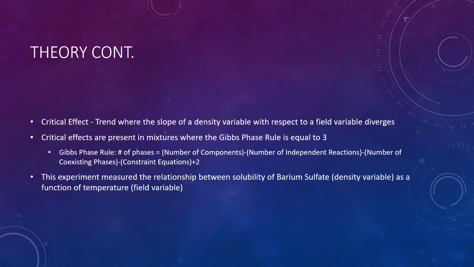A critical effect is a trend where the derivative of a density variable with respect to a field diverges to positive or negative infinity. Critical effects are present in mixtures where the Gibbs phase rule is equal to 3. Our experiment measured the solubility of barium sulfate, which is a density variable, with respect to temperature, which is a field variable.